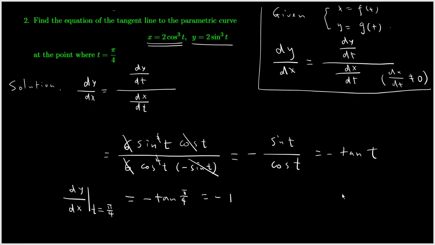Okay. I'm going to write it down. Okay. So this gives the slope of the tangent line. So we have the slope. Now we need the point.